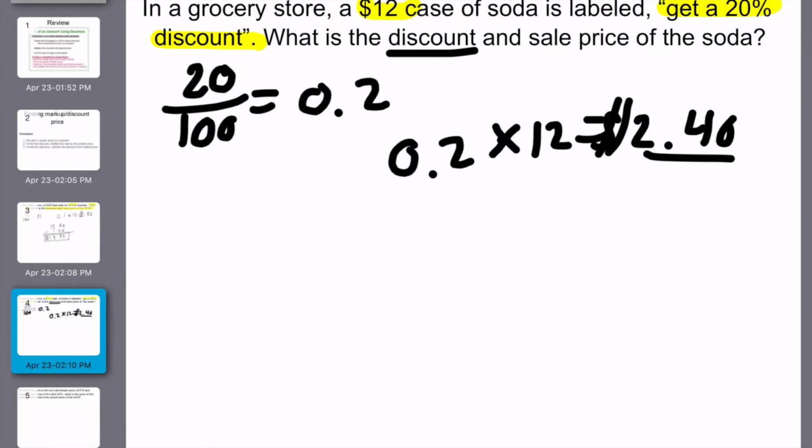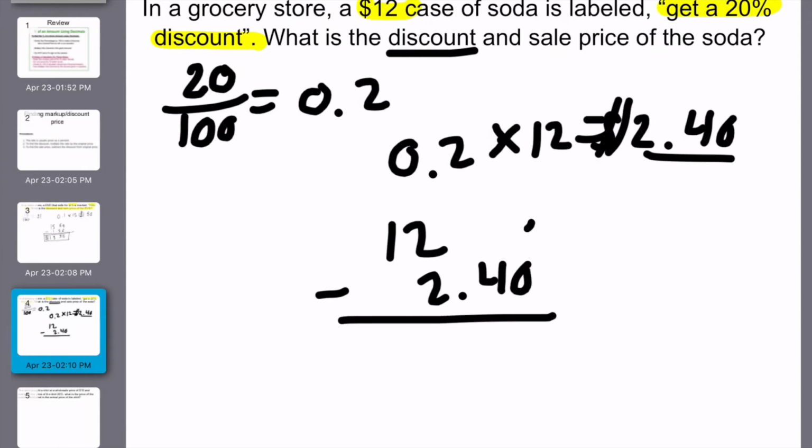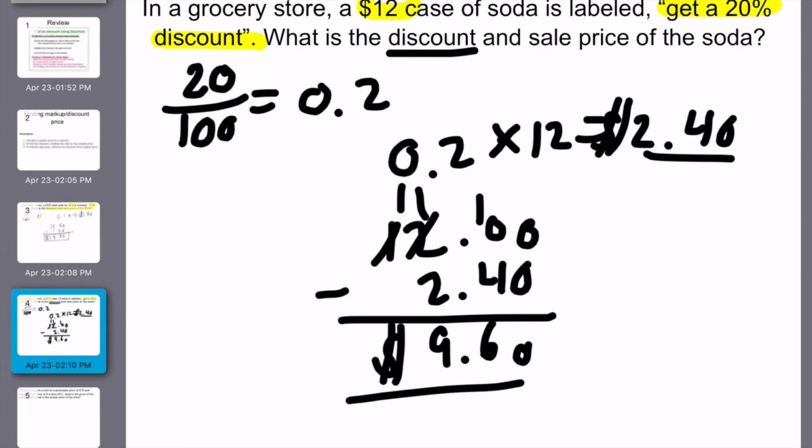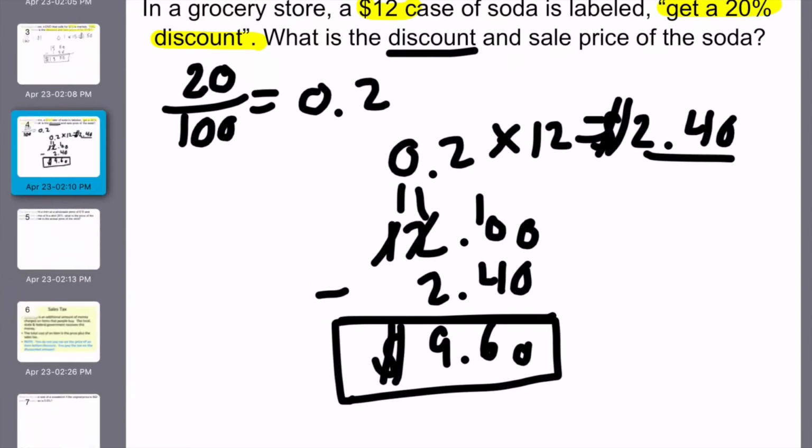And now in order to find the sale price, I need to do 12 minus $2.40. So 0, make that a 1, 10, 6. So this turns into $9.60. So what was originally $12 for that case of soda is now only going to be $9.60 because of a 20% discount.